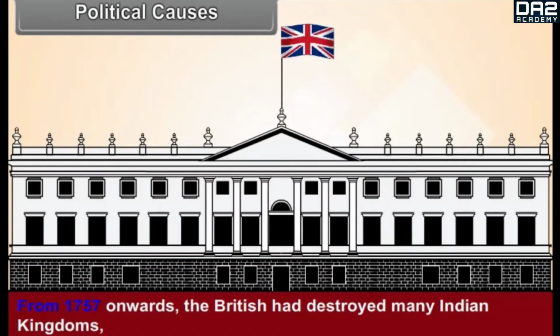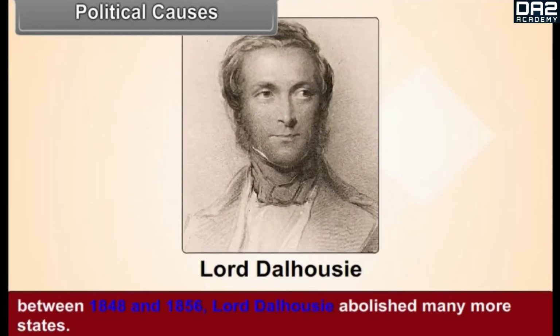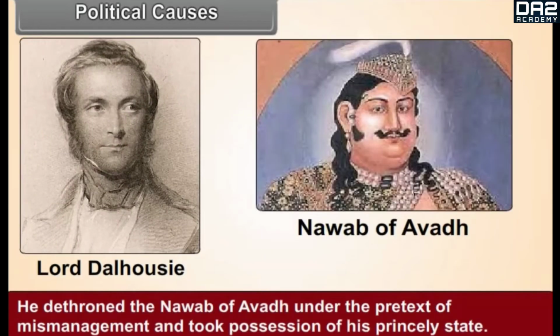From 1757 onwards, the British had destroyed many Indian kingdoms. Between 1848 and 1856, Lord Dalhousie abolished many more states. He dethroned the Nawab of Awadh under the pretext of mismanagement and took possession of his princely state.